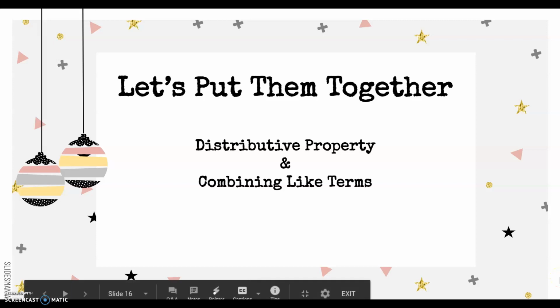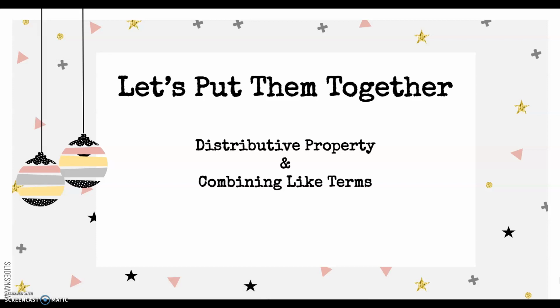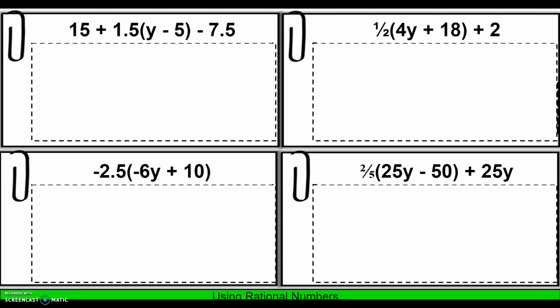All right, welcome back to Unit 6, Lesson 1, Simplifying Expressions. We already went over the distributive property. We went over combining like terms. Now we're going to put them together and do them both together in the next slide. All right, so we're going to be utilizing rational numbers to apply the distributive property and identify and combine like terms to create a simplified expression.